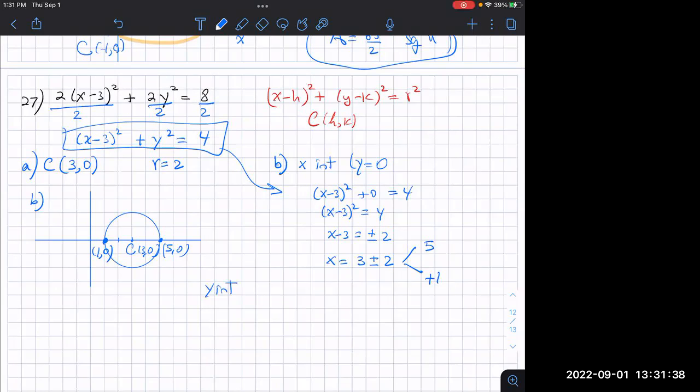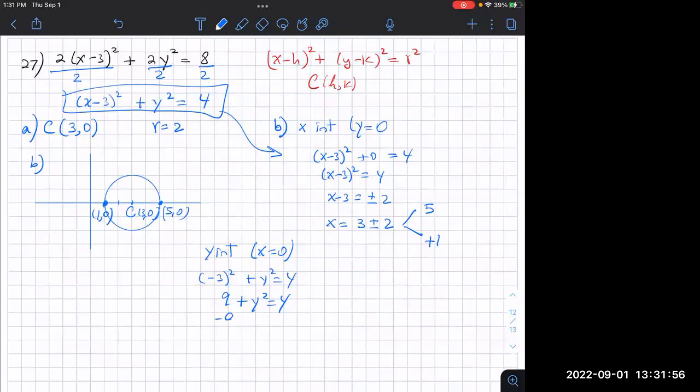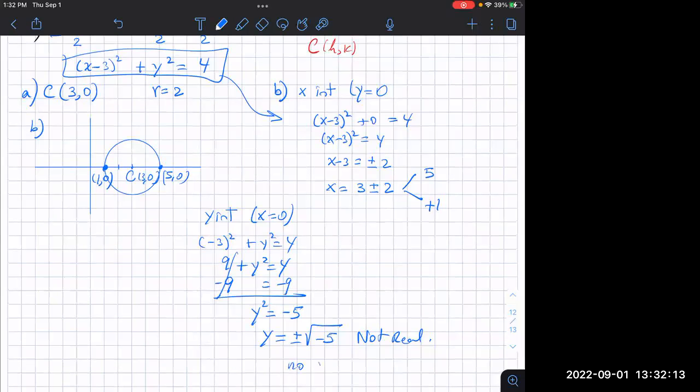You can see that there is none. So let's see what happens if we try to calculate it. We get 0 minus 3 is negative 3, squared, plus y squared equals 4, or 9 plus y squared equals 4. When you isolate y squared, you subtract 9 on both sides, so y squared equals negative 5, or y equals plus or minus the square root of negative 5. Not real. So no y-intercept.